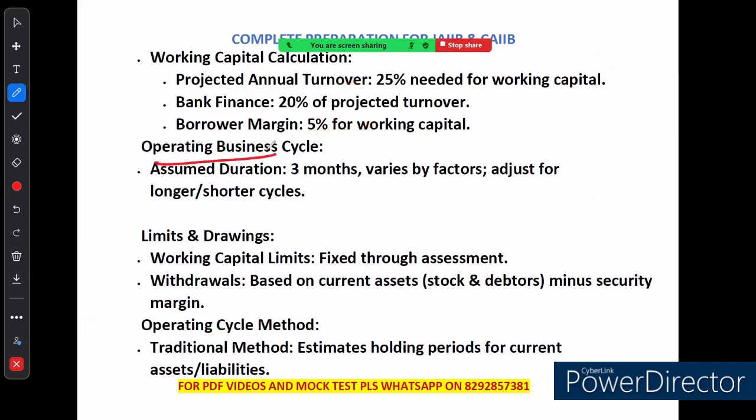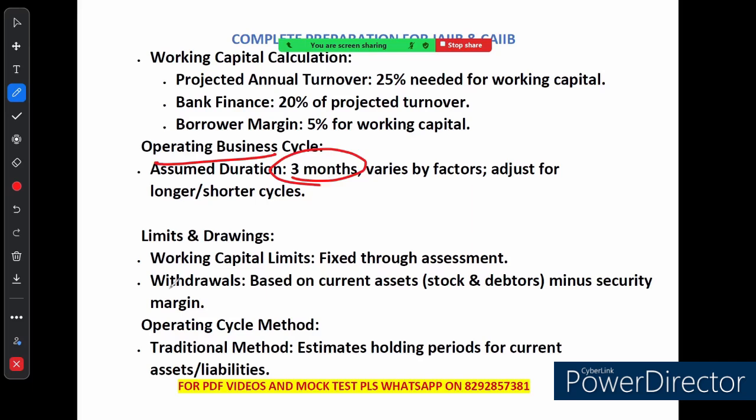Now let's talk about the operating business cycle. Every business has an operating cycle, which is the time it takes for a company to turn raw material into product and sell it. The typical cycle is around 3 months. It is assumed that a typical cycle is around 3 months, but this can vary depending on the business. So in a year there are 4 quarters, right?